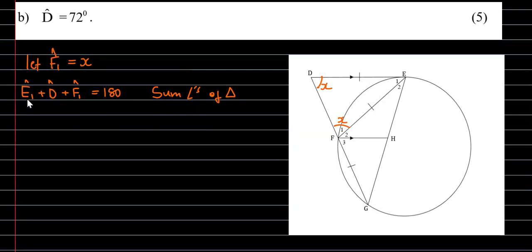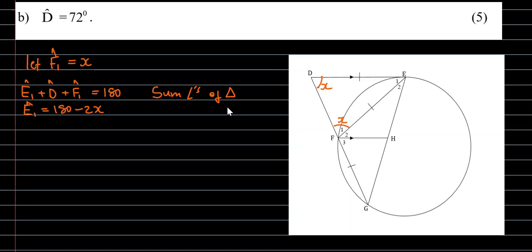So here we have what? We have E1, right? So E1 is equal to 180 minus these two angles. Let's say E1, which is angle E1, is equal to 180 degrees minus 2x, right? Because we just found out that these two are x.